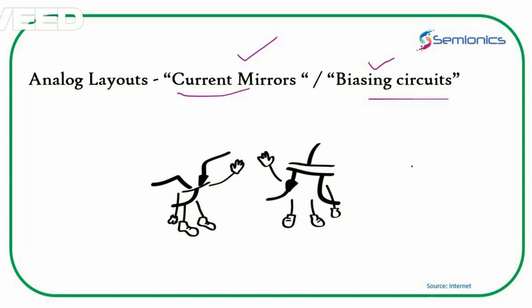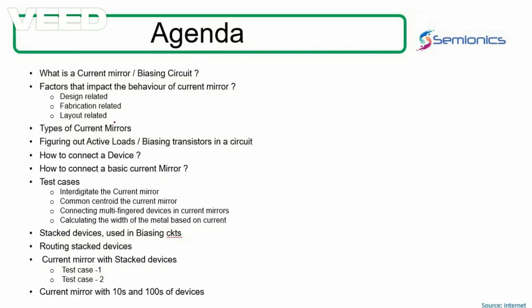Now, when it comes to the layout design, there are specific techniques a layout engineer needs to follow to provide a stable current, a replica of a main reference current. So what are those? Let's dig into the index. What are we going to learn in this session?